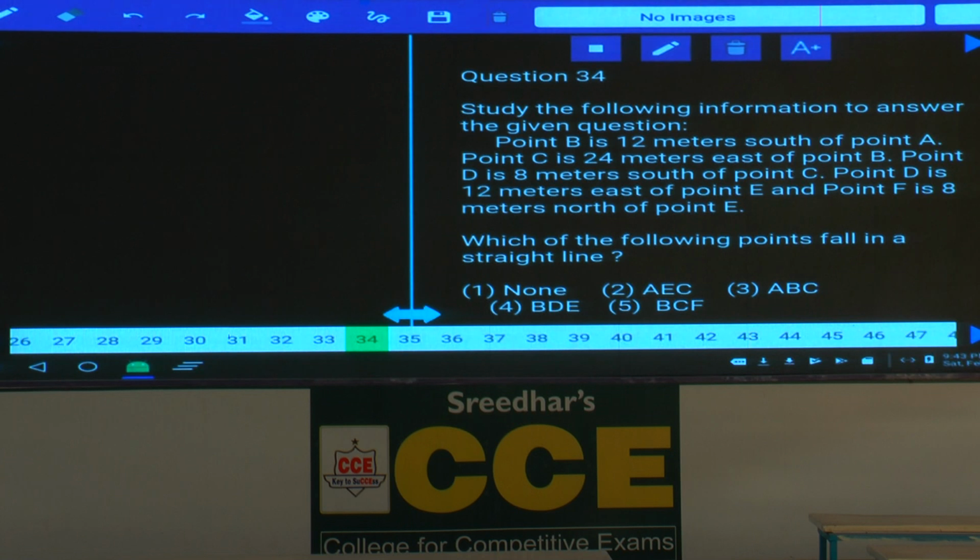Then 34 and 35, these two are based on directions. B is 12 meters to the south of A. If A is here, from A, this B is how many meters? B is 12 meters to the south of A. Next one, C is 24 meters to the east of B from here, from B. Now C is how many meters? 24 meters to the east of B.